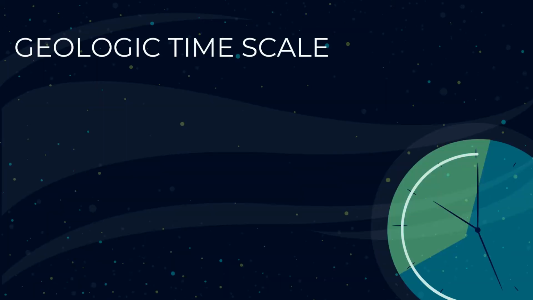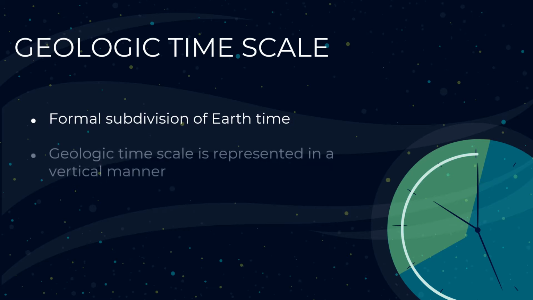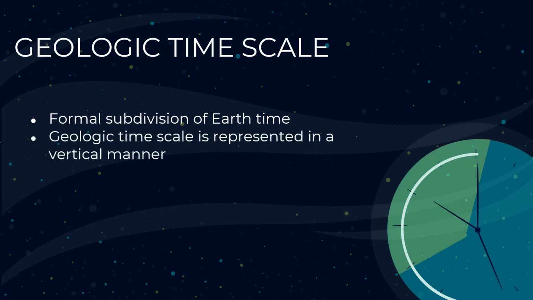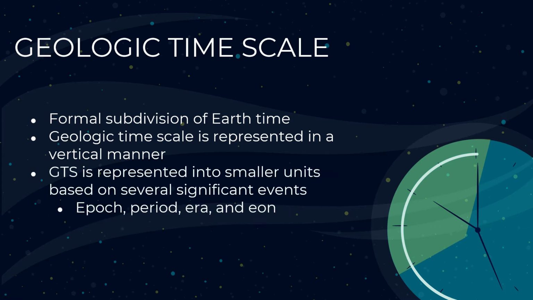So, the geologic time scale is a formal subdivision of Earth time, and geologists represent the geologic time scale in a vertical manner, similar to the vertical succession of rock strata on Earth. This is coherent with the principle of superposition, which I mentioned in our previous lesson, which states that new layers are laid down on top of pre-existing rock strata. Like the present representation of time as months, weeks, and days, geologic time is divided into smaller units based on several significant events that have happened throughout Earth's history.